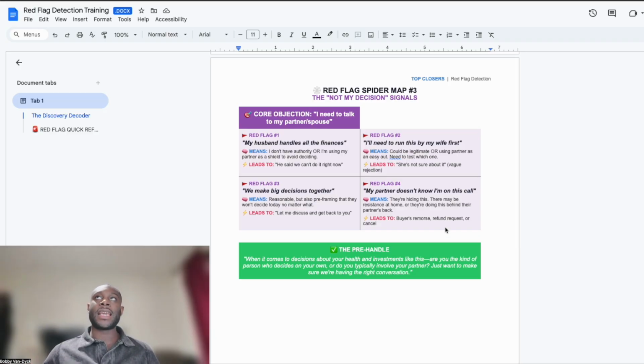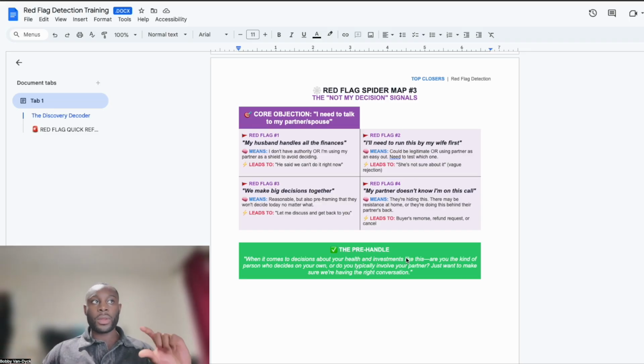They're trying to take the frame and let you know, yep, this is something that we're going to do. This is going to lead to them discussing it back to you. Then, my partner doesn't know I'm on this call. They're hiding this. There may be resistance, or they're doing this behind their partner's back. In some cases, you can flip it if you dress it the right way to show them that they actually will do it for them and they'll make the partner proud, but they have to do this in silence to really take the first step and improve. Or you might get buyer's remorse, refund requests, or they want to cancel.